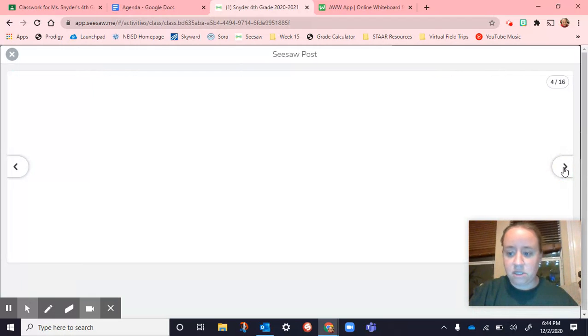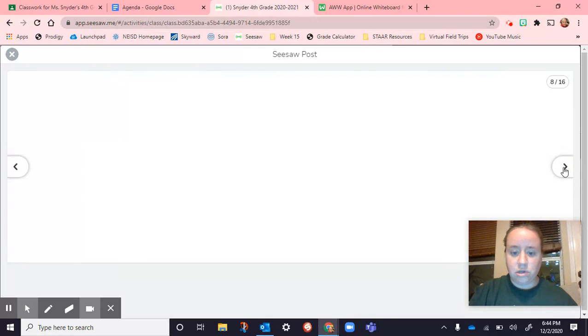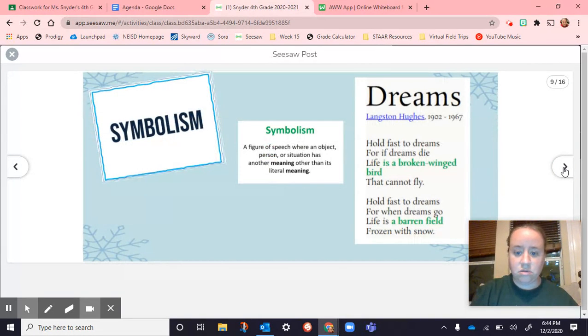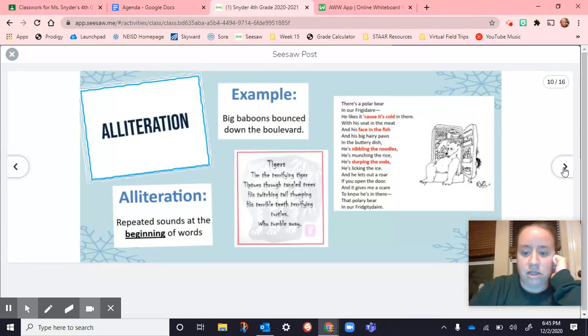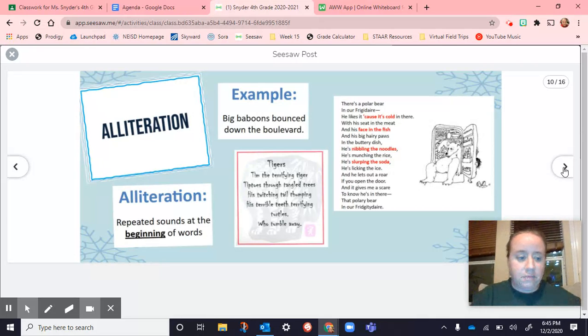So let me find the page where we left off. All right, so today, alliteration. Alliteration is the repeating sound of beginning words. We continue talking about some of the vocabulary, and then we practice seeing it in different poems. With alliteration, you have the repeated sound at the beginning of the word. So here, big baboons bounce down the boulevard, that repetition of that B sound.